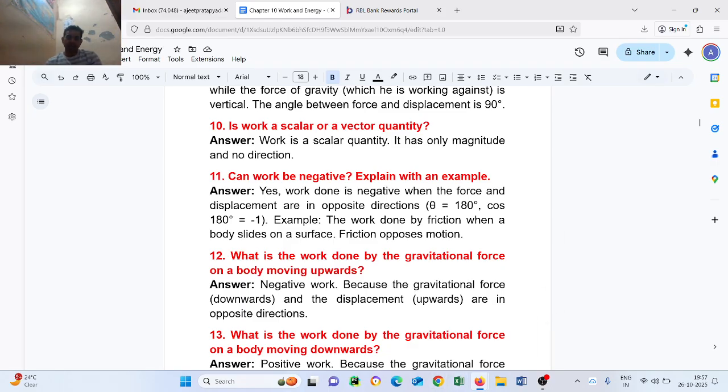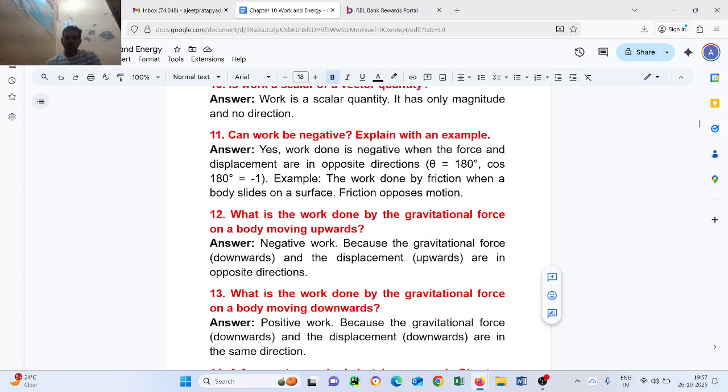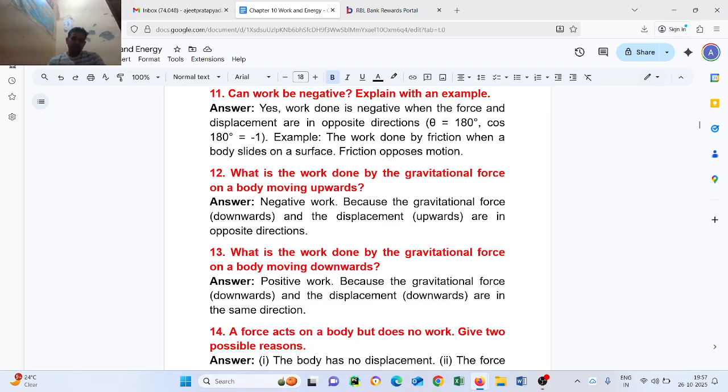Question number 13. What is the work done by the gravitational force on a body moving downward? Answer, positive work, because the gravitational force is downward and the displacement is downward, in the same direction.